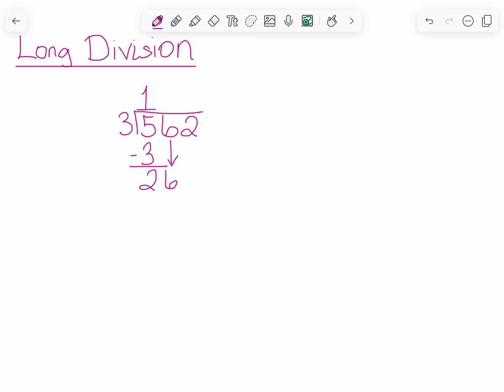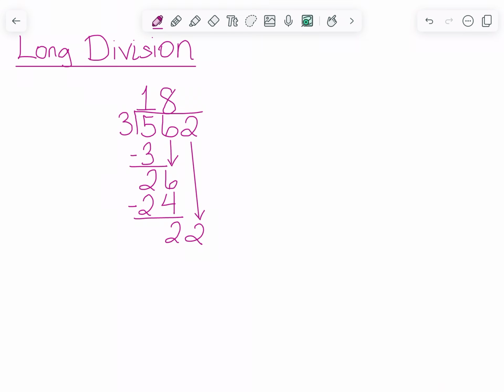We now want to know how many times 3 can go into 26. And our answer is 8, so we write an 8 above the 6. We multiply 8 times 3 to get 24 and subtract this value. 26 minus 24 gives us 2. We bring down the next number.